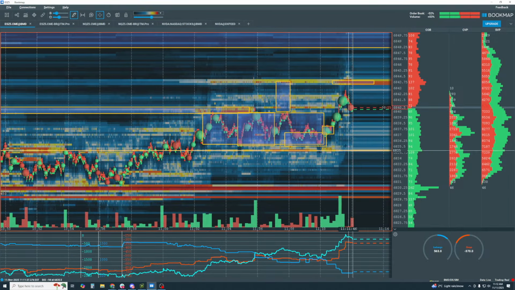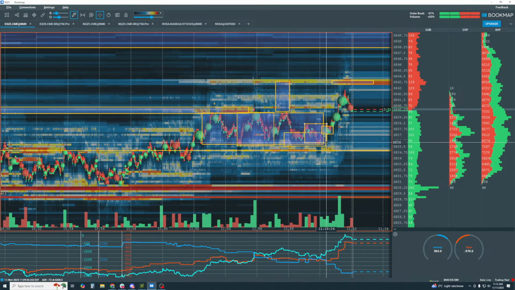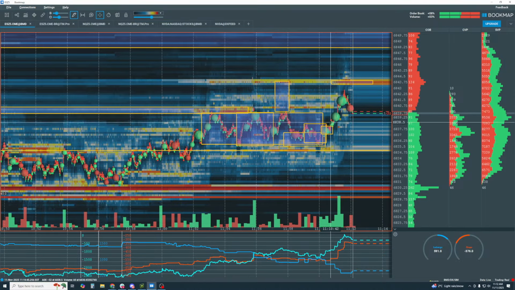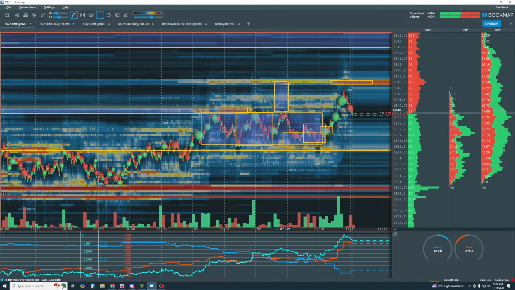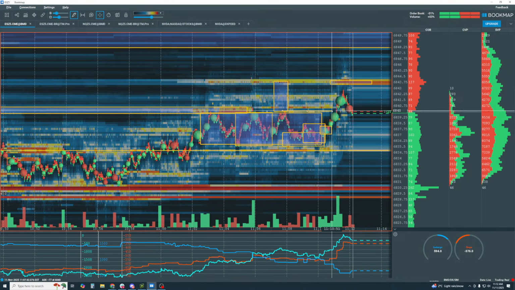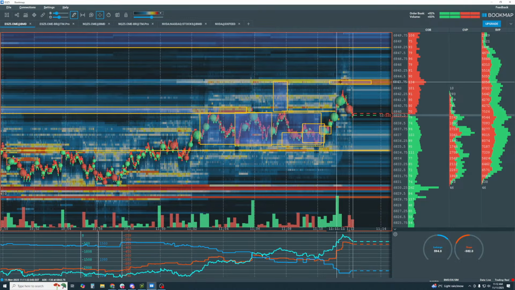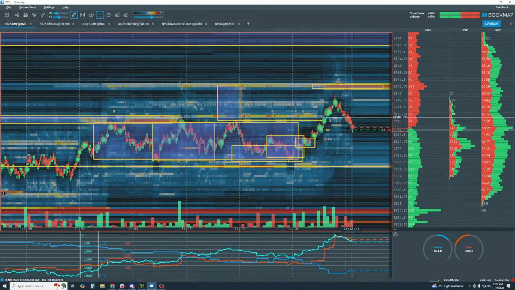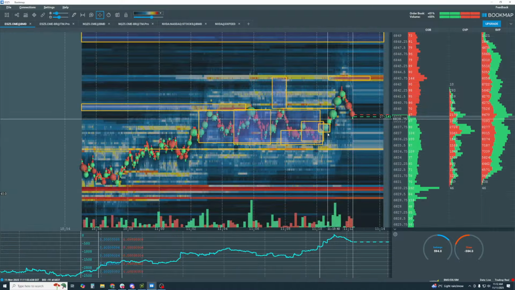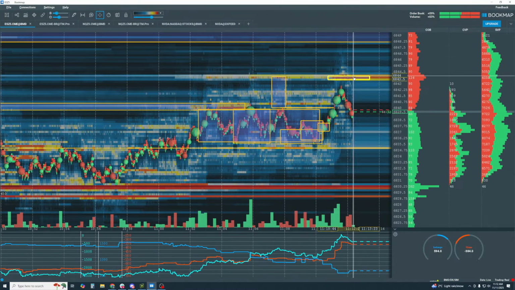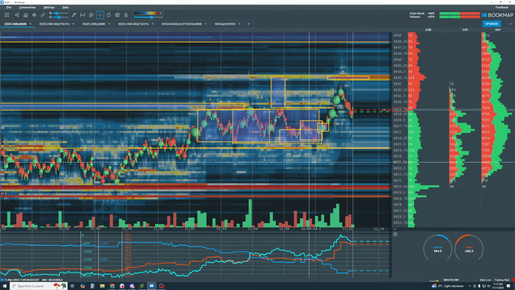Okay, now can they break this small structure? Can they break it on size? Yes. Okay, so let's see if we can get back up to here and then get more buyers again. Okay, now that's a pretty paltry breakout here. I'm looking for 44 here.